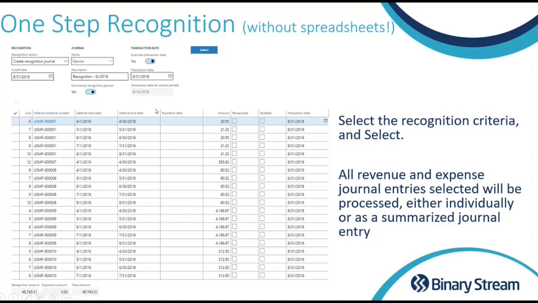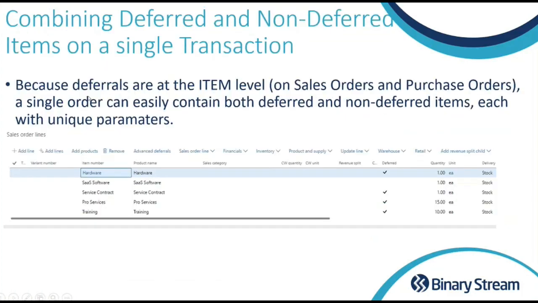I simply select the recognition criteria, click select. It finds everything. I just click the OK button at the bottom, and all of these journal entries are created. I do have an option to create a summarized journal entry. If I have 10,000 of these lines, I don't want 10,000 journal entries hitting my P&L. I want one summarized entry with a follow-up report. That switch allows that to happen.